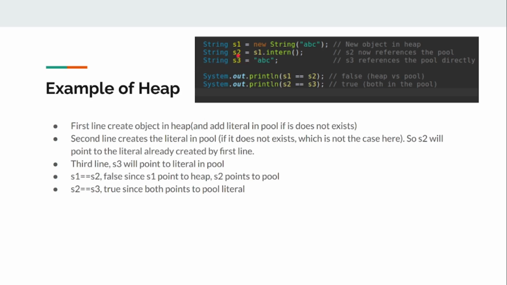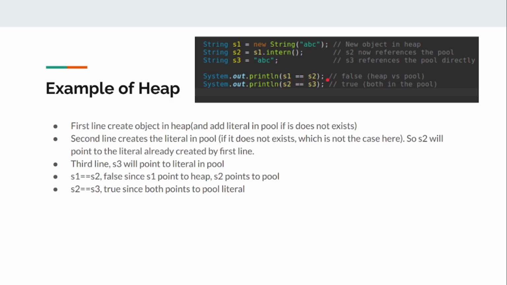Okay, so S2 equals S1.intern will do nothing. Simply, S2 will now point towards the pool reference of ABC. S3 equals ABC, again, third line, S3 will point towards the literal in the pool. Now, if these three lines are clear, then these comparisons should be very easy for you.